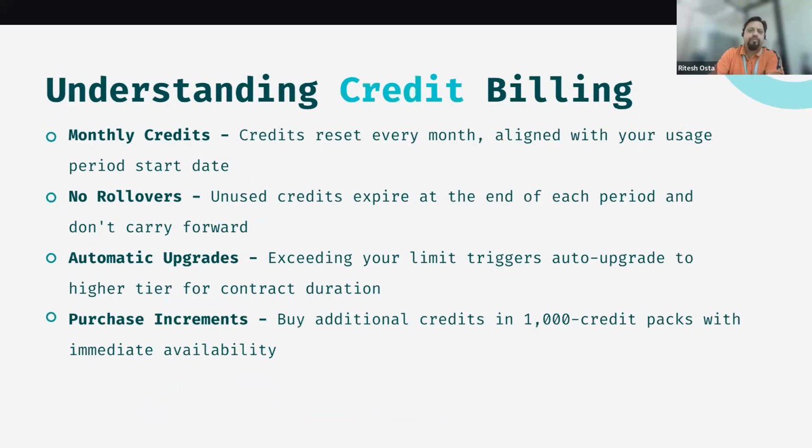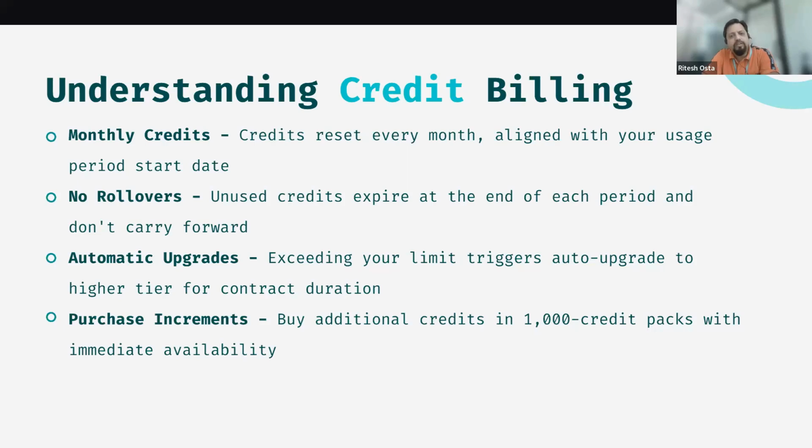Okay, so let's try to understand the credit billing, and in some time I'm going to show you the dashboard as well. This is how it works. Monthly credit resets every month, aligned with your usage period start date. No rollovers. That means if you've got 1,000 credits this month and you don't use them by the end of this month, they're not going to add to next month's credit. Next month will again be 1,000 credits. So this 1,000 credit will not roll over on top of the next month's credit.